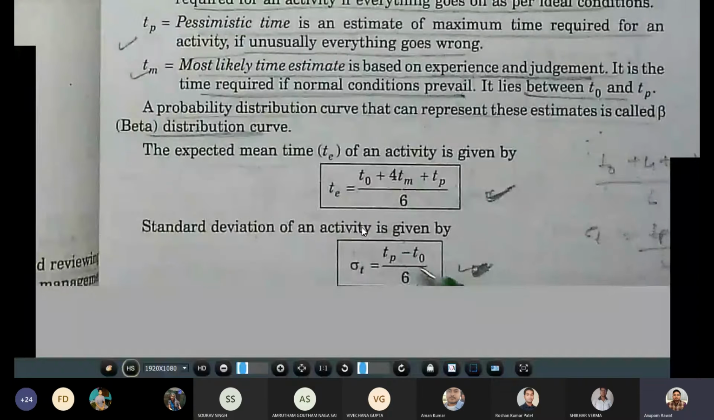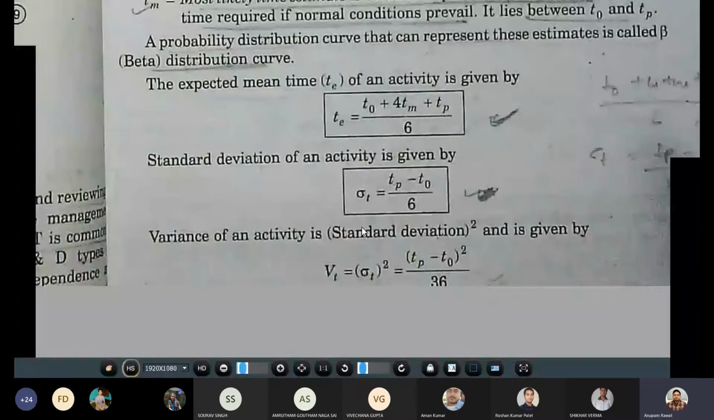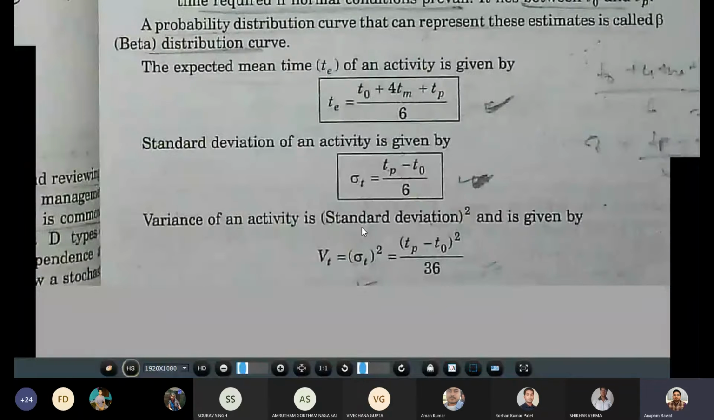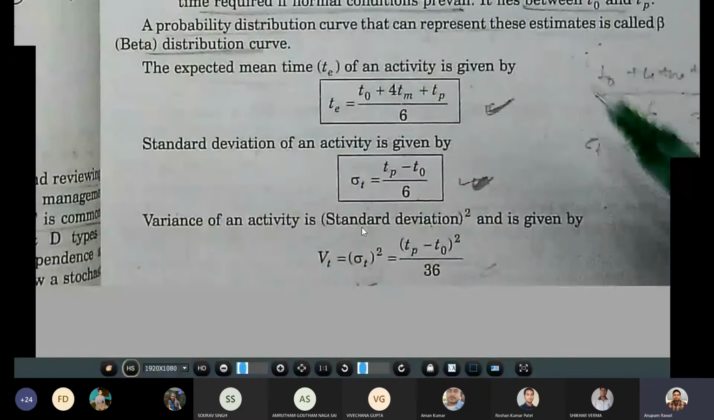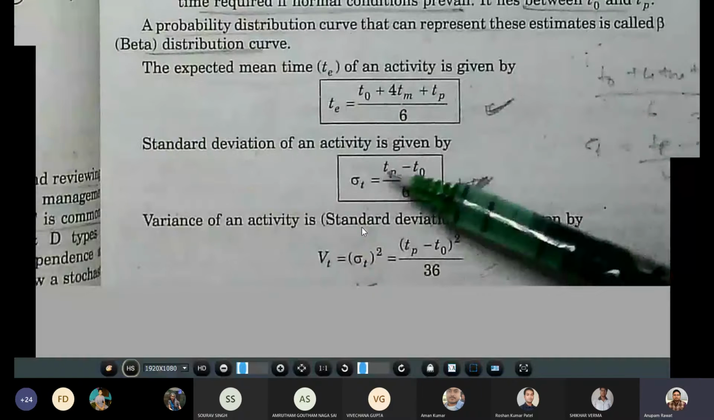Also, there is a formula for the variance, which is the square of the standard deviation. That is known as Vt equals sigma t squared, equals (TP minus TO) whole squared, divided by 36. Basically, it is sigma t squared, where sigma t is the standard deviation.